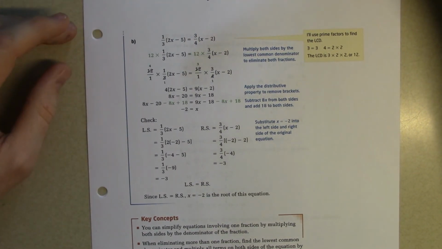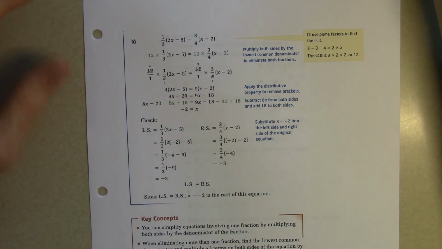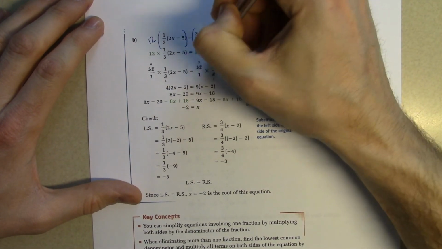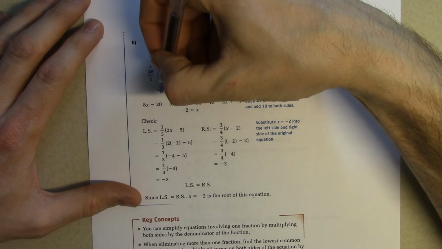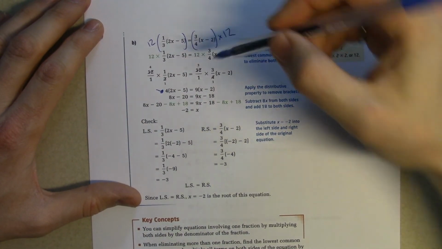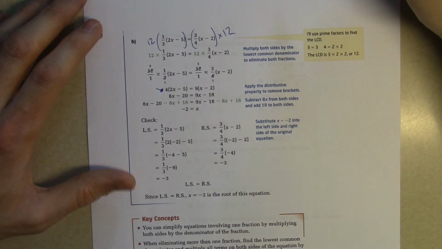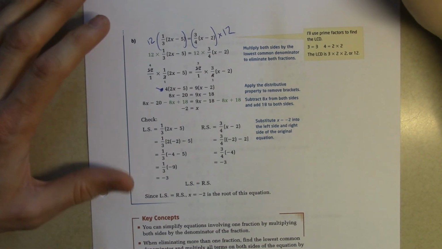So what you want to do is find the lowest common denominator for each, and that's 12. And then you would put 12 beside 1 over 3 equals 4. And then you would divide 12 by 3, which equals 4. And then you would divide 12 by 4, which equals 3. Then you would expand, so it would be 4 times 2x, and then you would get 8x.